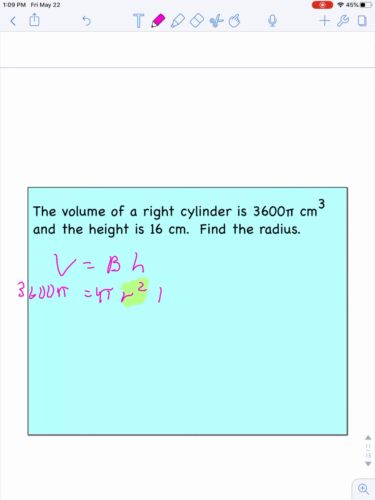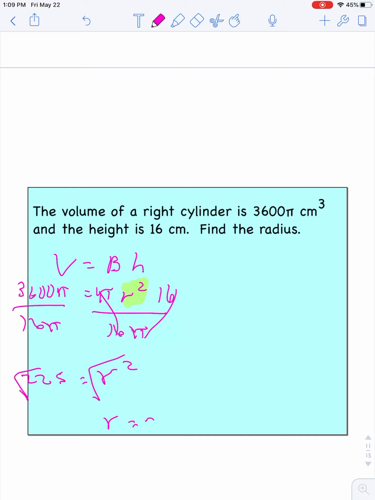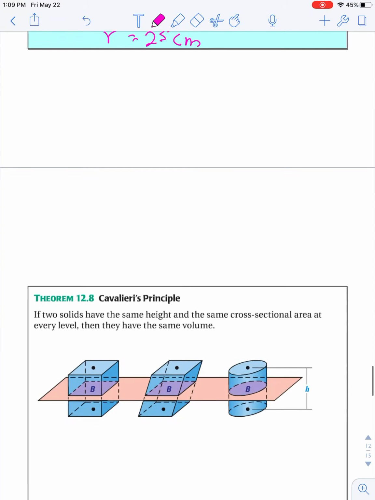My height is 16. And you could draw a picture, sometimes that makes it a little bit easier to do, but not necessary. So now I'm going to divide each side by 16 pi because that will cancel those out. And so now I get r squared is equal to 225. Take the square root of each side, and r is equal to 25 centimeters.